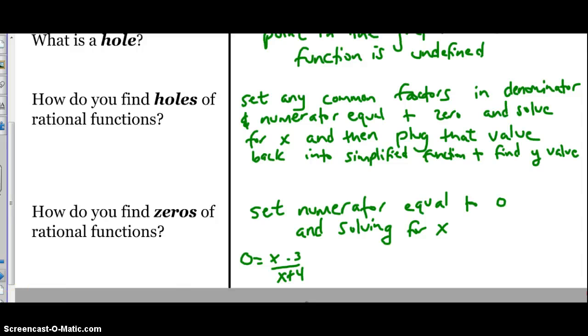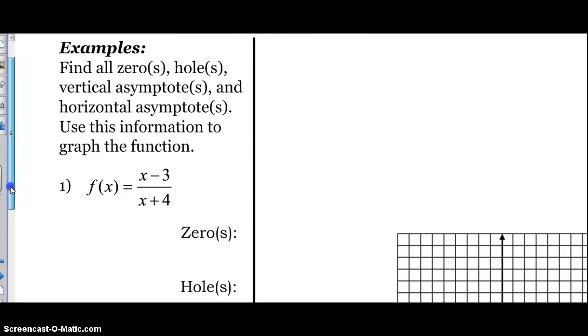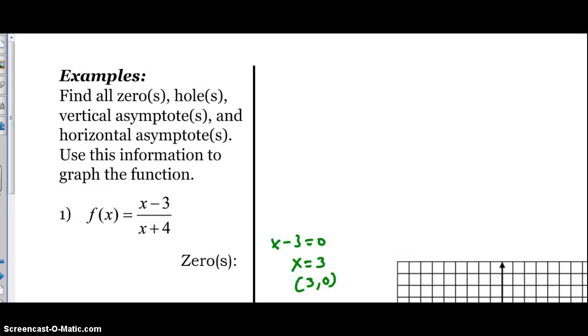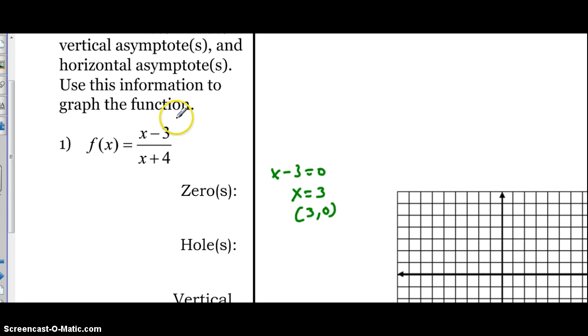Alright, let's take a look at our first example, and it is this x minus 3 divided by x plus 4. So we can use what we just learned to help us find the key features. The first thing is to set our numerator equal to 0 to find our zeros. We set our numerator equal to 0, solved for x, and found a zero of 3. For our hole, remember a hole is if it has the same factor in the numerator and the denominator. It doesn't, so in this case we do not have a hole.